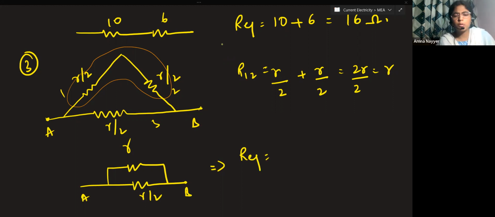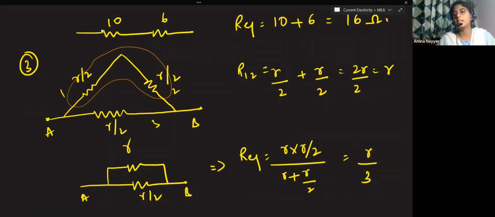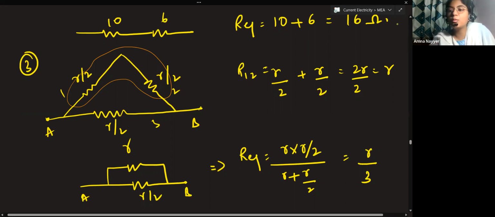So these are connected in parallel. So this will be R multiplied by R by 2 divided by R plus R. That is R by 3. So R by 3 is the correct answer. Zaid, in your exams, don't forget to take the reciprocal of it. Yes.